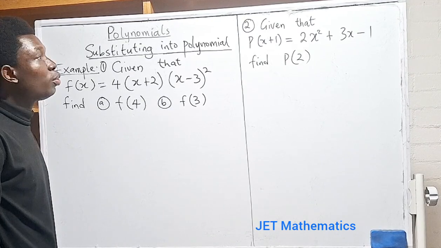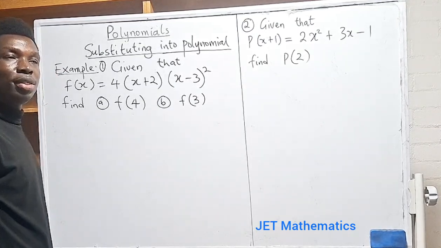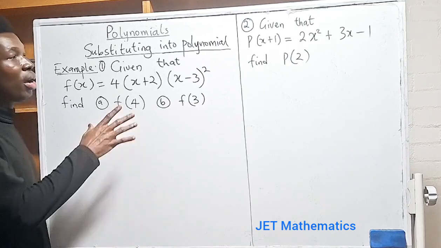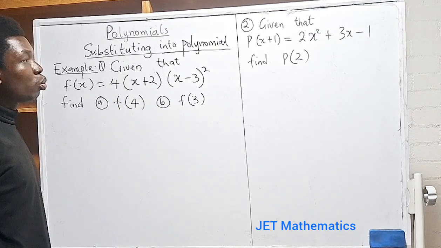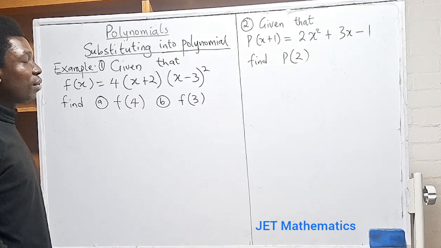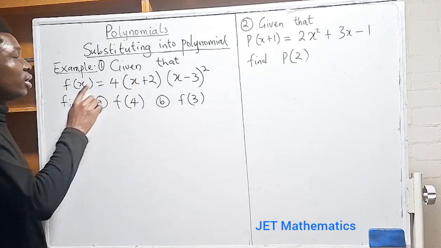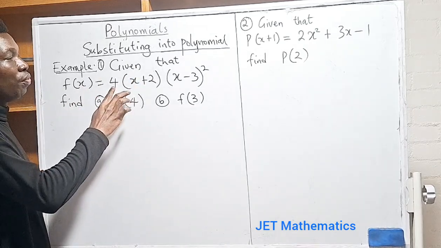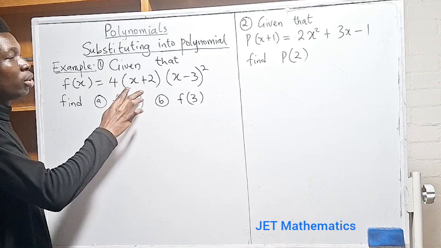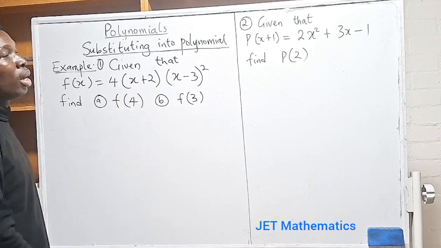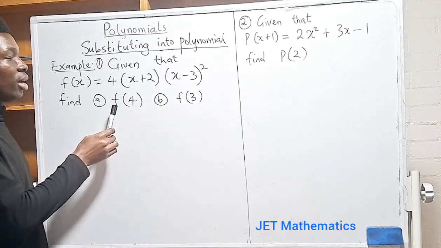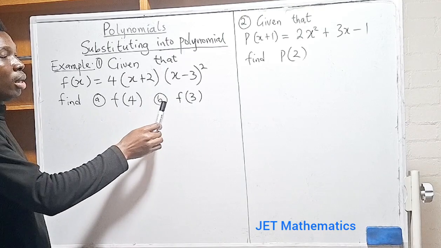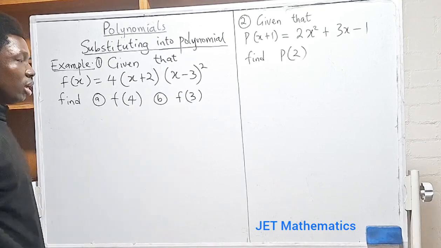In this video, we are looking at substituting into polynomials, and we have two examples here on the board. So quickly, we'll solve the first example. It says, given that f of x is equal to 4 bracket x plus 2, bracket x minus 3 all squared, we are asked to find (a) f of 4 and (b) f of 3.